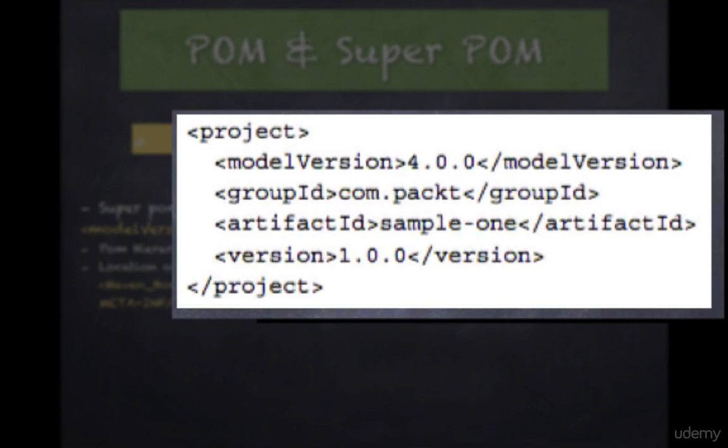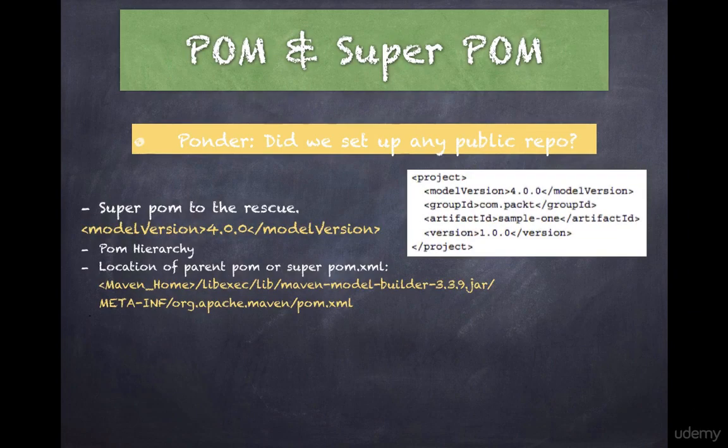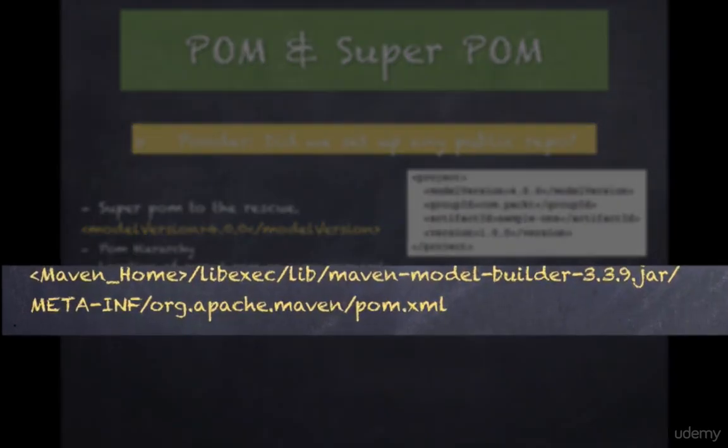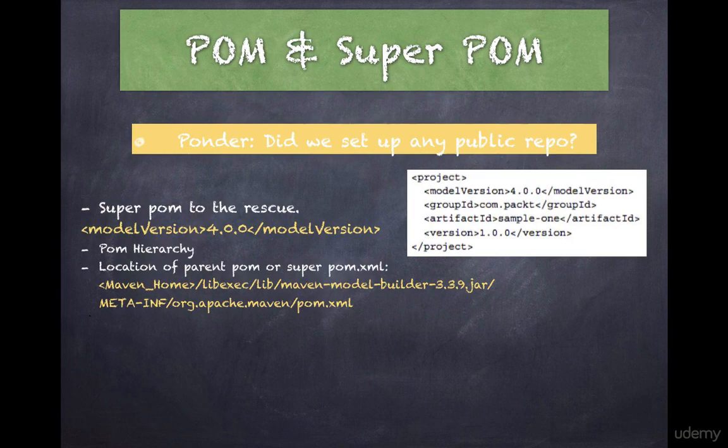So where is this URL defined? This URL is defined in the parent pom.xml, which is under Maven home libexec lib maven-model-builder-3.3.9.jar file. If you go ahead and expand it, you will see another pom.xml in there, and you would see the URL.